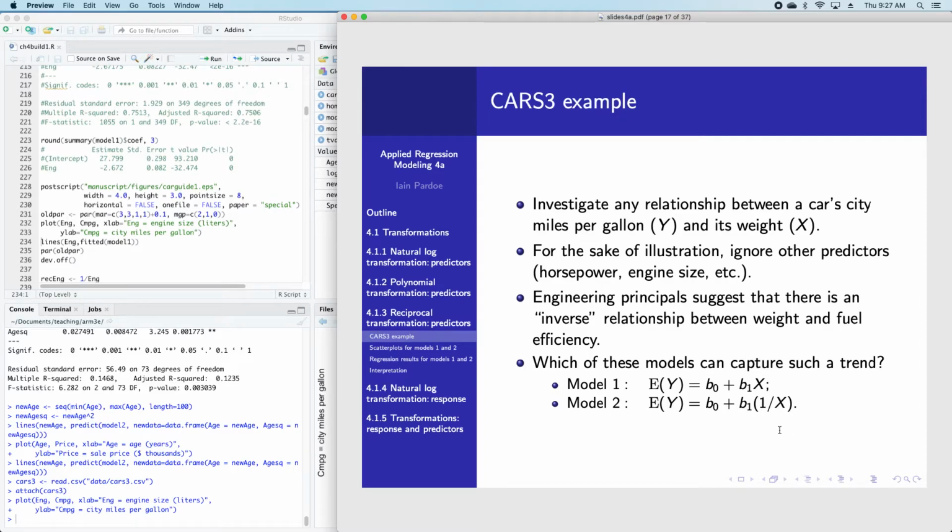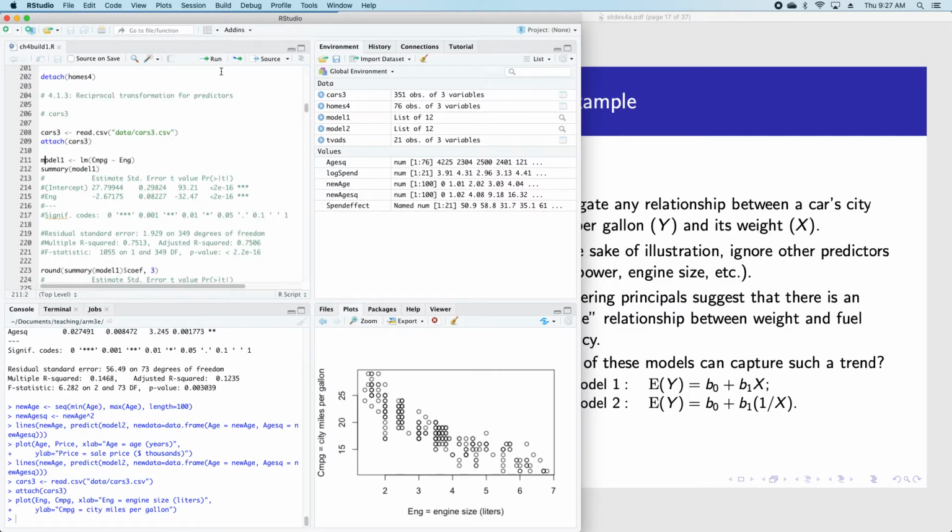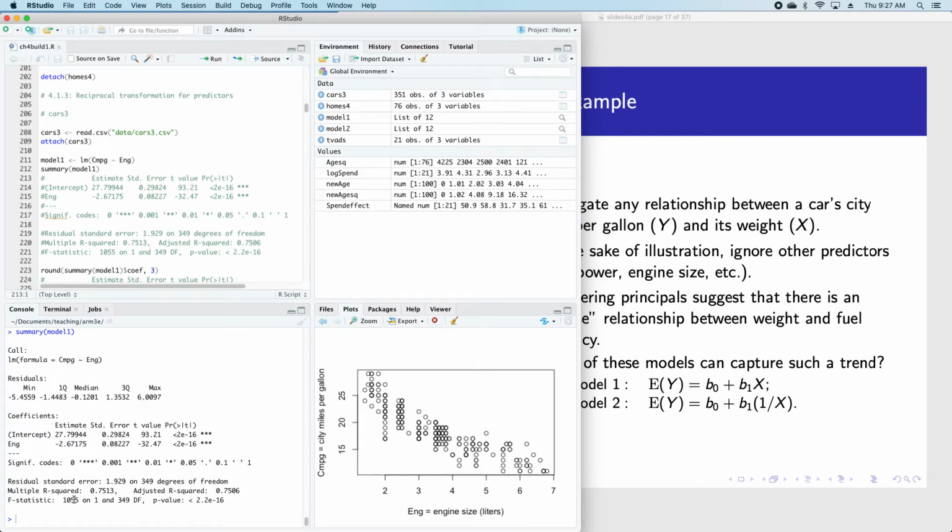Alternatively, you could take the reciprocal of y instead, but for the purposes of this example, I'm going to take the reciprocal of x and put that in the model. So same as before, let's fit both those models and see which one does better. So model 1, untransformed, there's the summary, here's the numbers we're looking at, 1.929 for S, 0.7513 for R squared, and we've got minus 32.47 for the t-statistic.